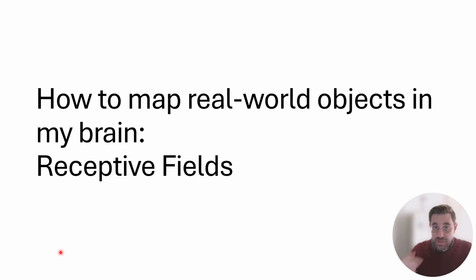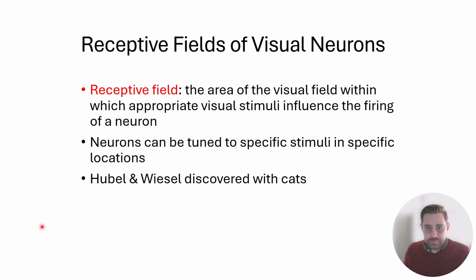So we've got this system, and it starts in your retina, where we can see edges and we actually enhance edges. The next step is to differentiate the object in space. Okay, so how am I going to map those objects in my brain? We have receptive fields for this. Now, a receptive field is the area of your visual field, the world that you can see with your eyes, within which the appropriate visual stimuli influence the firing of a neuron.